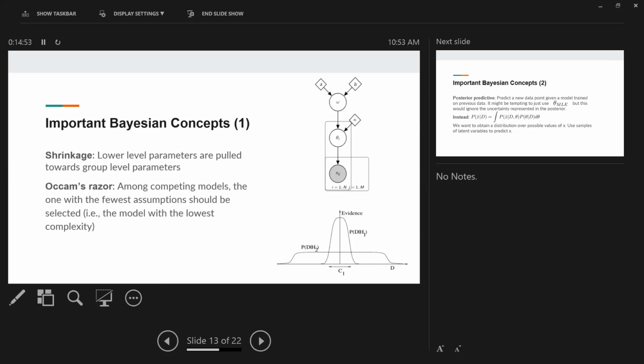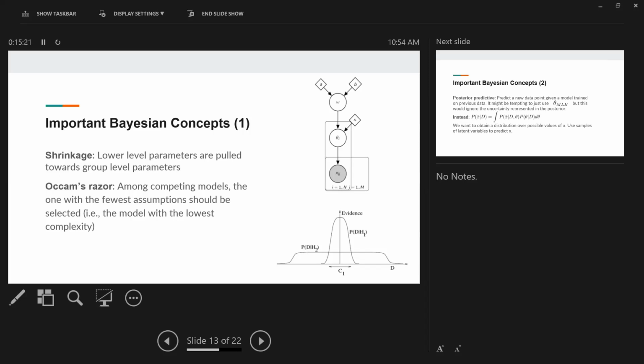Okay, then we have Occam's razor. That's more just a statement. Among competing models, the one with the fewest assumptions should be selected. So if we have this one, it is more specific, but less complex. This one was the more complex one. I read about it. Forgot again.